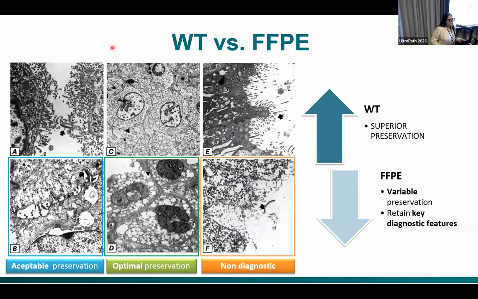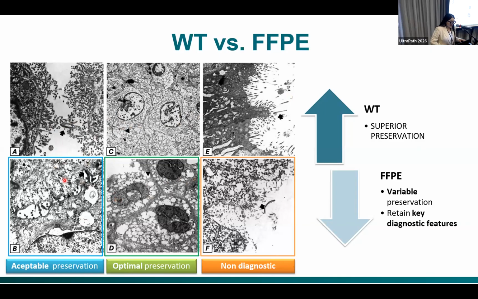So, for the evaluation of the structural preservation, we have these examples. The wet tissue is always going to have superior preservation, but for the FFPE cases, the preservation is more valuable. We have this example. All the top images are for wet tissue, and these ones are for FFPE.